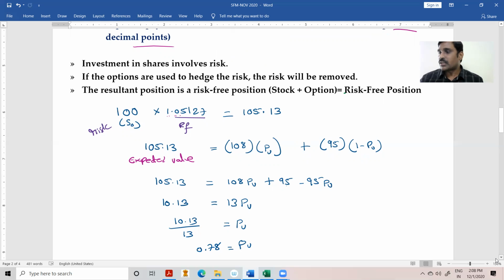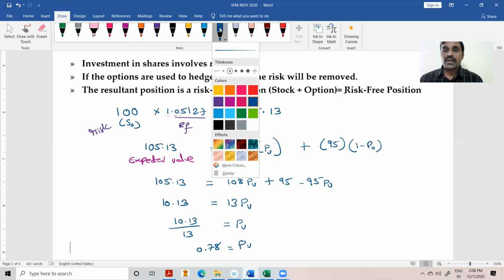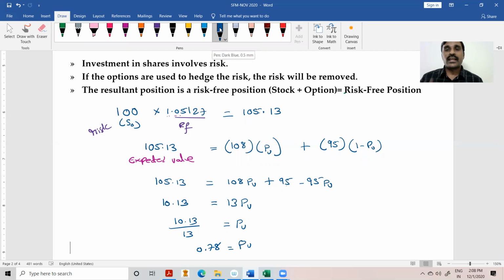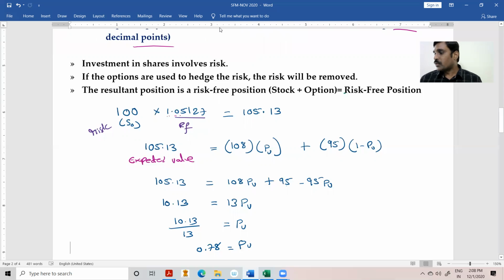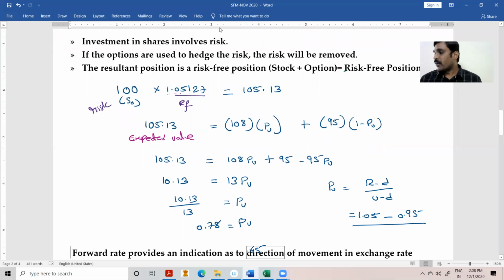Most of the time, students are using the formula. That formula may be quick for you to solve, but you may not get a crystal clear picture that you are getting a risk-free rate of return. People use this formula: probability of up is equal to (R minus D) divided by (U minus D). R is equal to 1.05127, minus D. How much is down? 0.95, that means a 5% fall. And U, if it goes up, is 1.08, minus 0.95. This is the formula we are using.